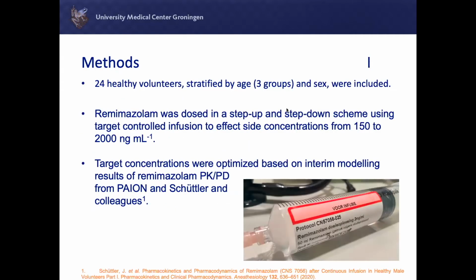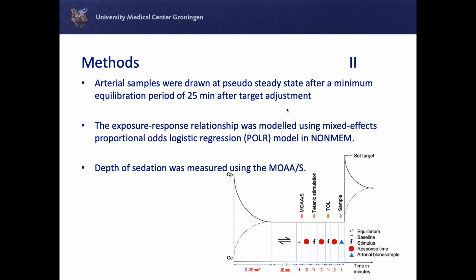So what we did, we have included 24 healthy volunteers. We stratified them by age and sex, and we dosed them with a step-up and step-down scheme. We used target-controlled infusion with effect site concentrations from 150 to 2000 nanograms per milliliter. These target concentrations were optimized based on interim modeling results that we have used from Pahon and Schüttler and colleagues. We collected arterial samples. We drew them at pseudo steady state after a minimum equilibration time of 25 minutes.